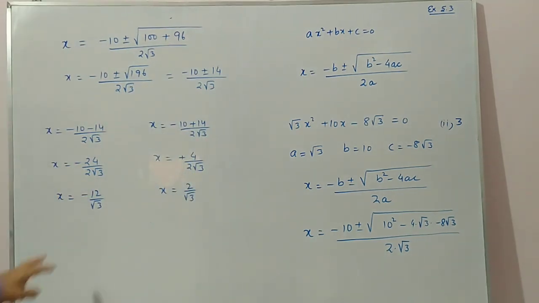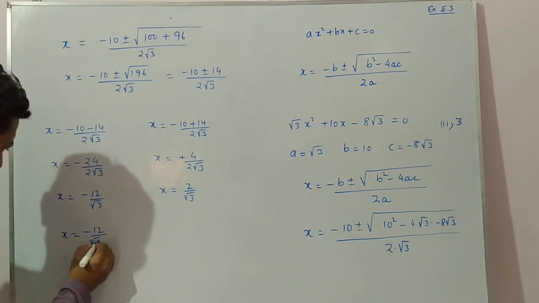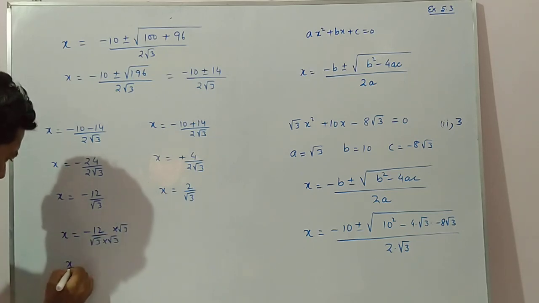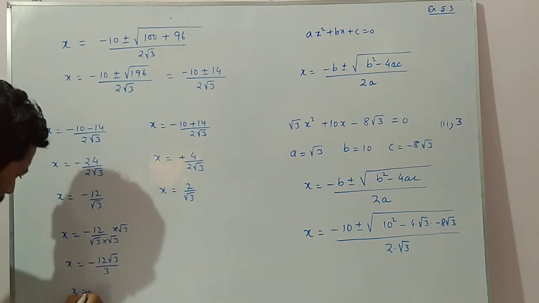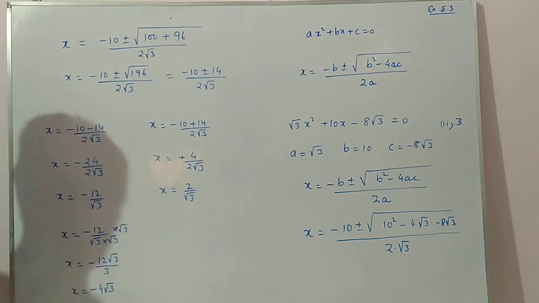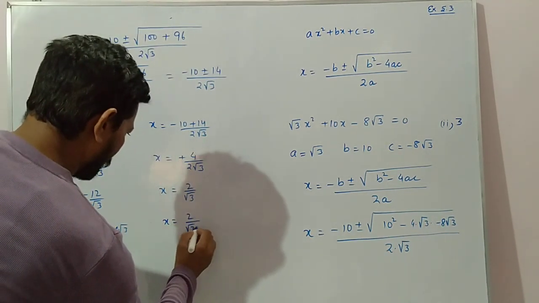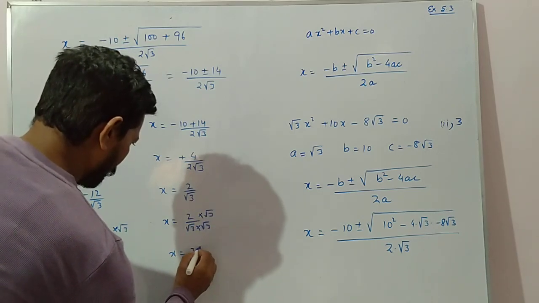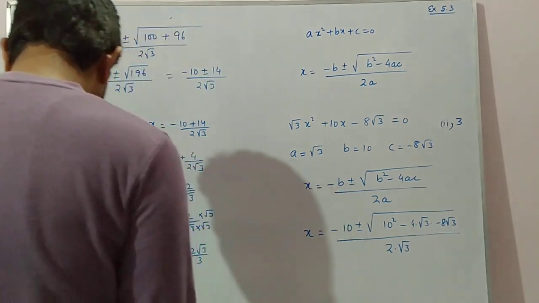Sometimes there may be variation in the answer, so we rationalize the denominator. Okay, x equal to minus 12 into root 3 by root 3 into root 3. So x equal to minus 12 root 3 by 3, or x equal to minus 4 root 3, and on this side x equal to 2 by root 3 into root 3 by root 3, or x equal to 2 root 3 by 3. So this is the answer for question number 3, number 2.